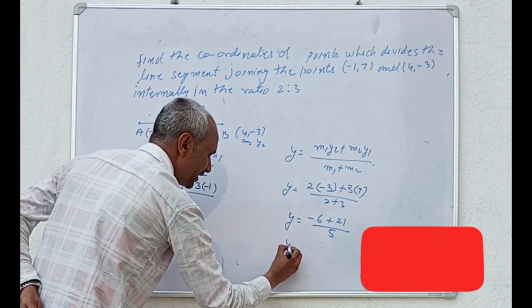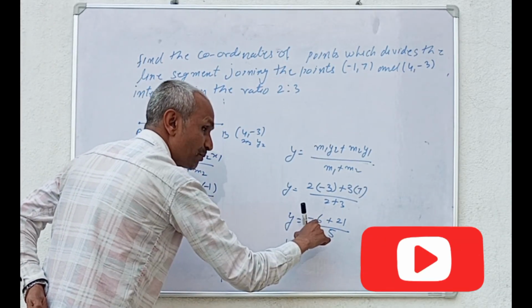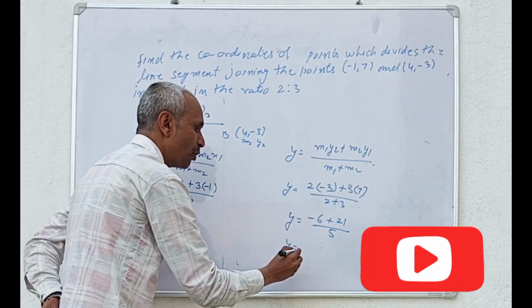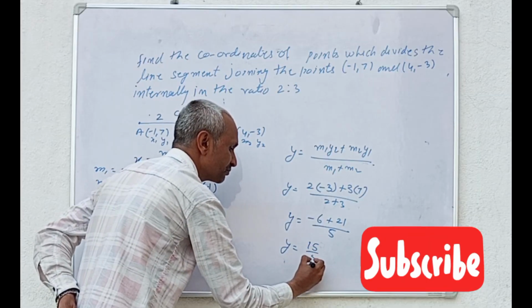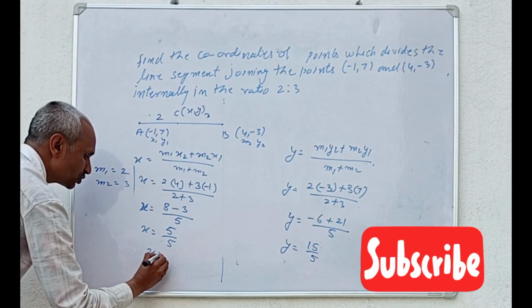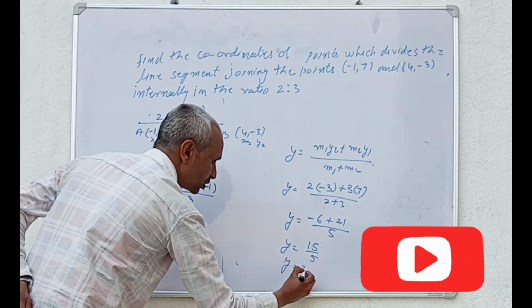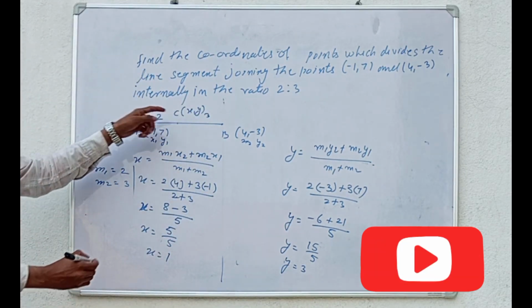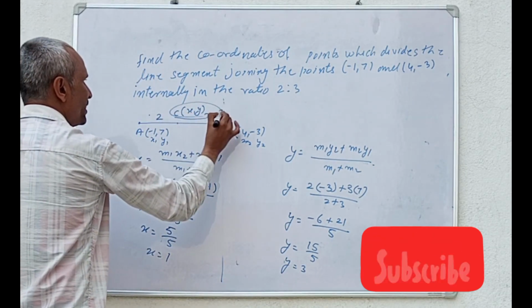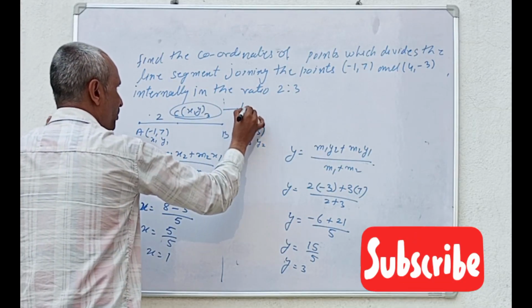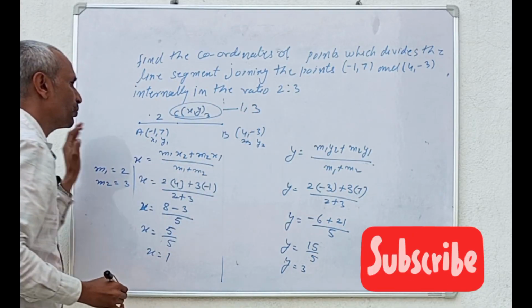This side, y is equal to 21 plus and minus 6. How much does it become? 15 by 5. So writing here, x is equal to 5 by 5, which means 1, and y is 15 by 5, which is equal to 3. So the value of x and y becomes 1, 3. So we found the value.